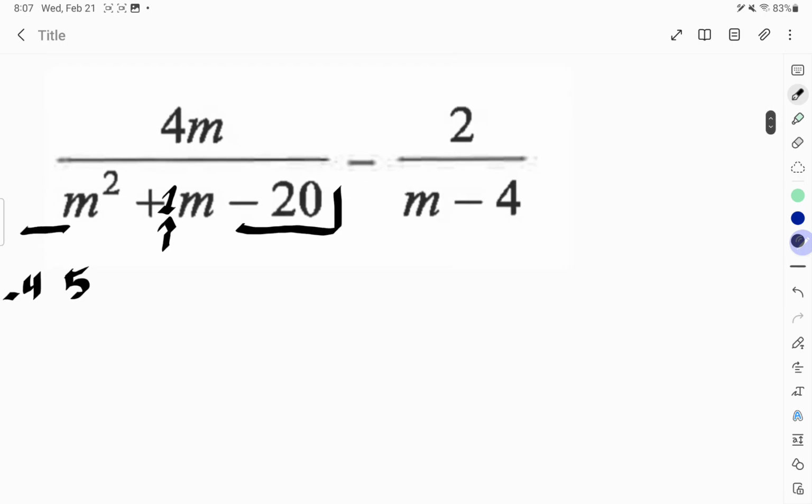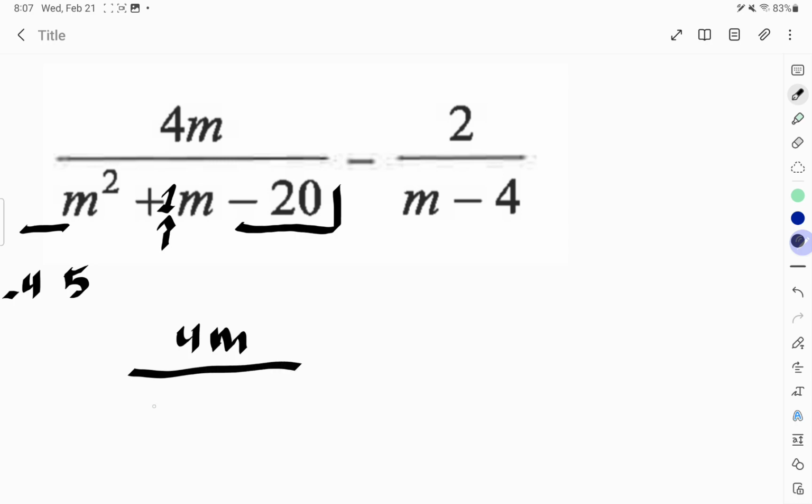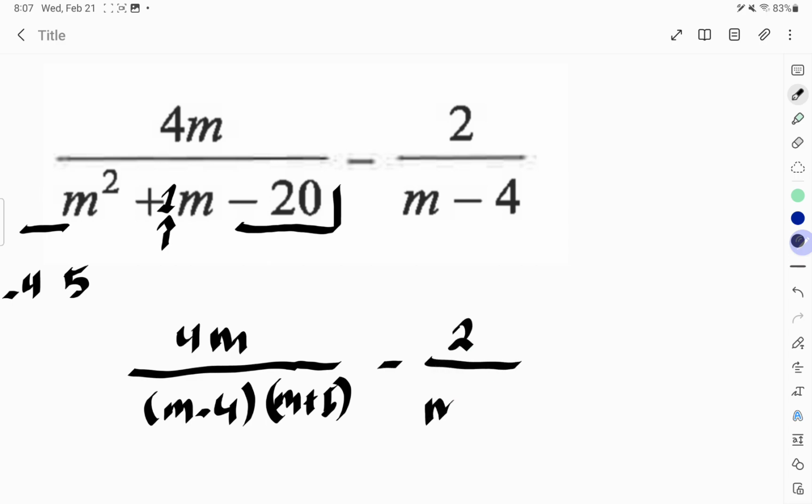Let's go ahead and rewrite my problem. So I'm going to have 4m over m minus 4 times m plus 5, minus 2 over m minus 4.